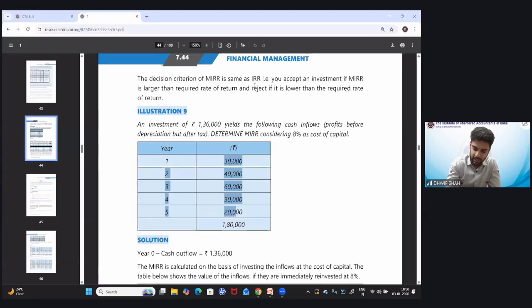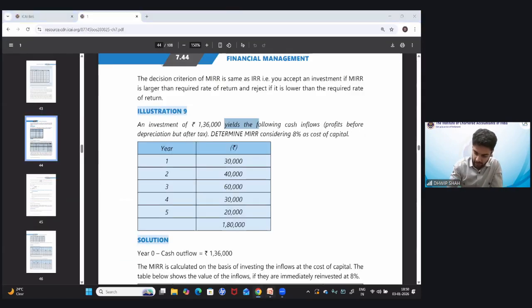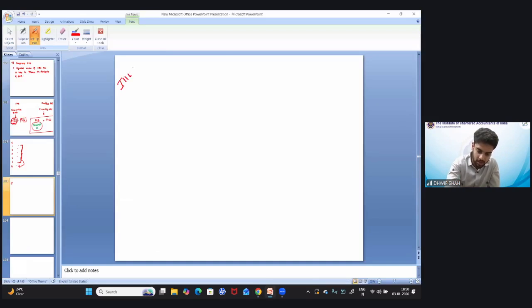How 136? An investment of 136. Can I say this is initial investment? An investment is outflow. And this outflow yields. Yields means generate. Are you getting? Aditya? 136 is not inflow, it is outflow. An investment of 136 means पैसा जाएगा ना, invest करोगे तो. What was I writing? I was writing illustration number. Okay. Illustration number 9.